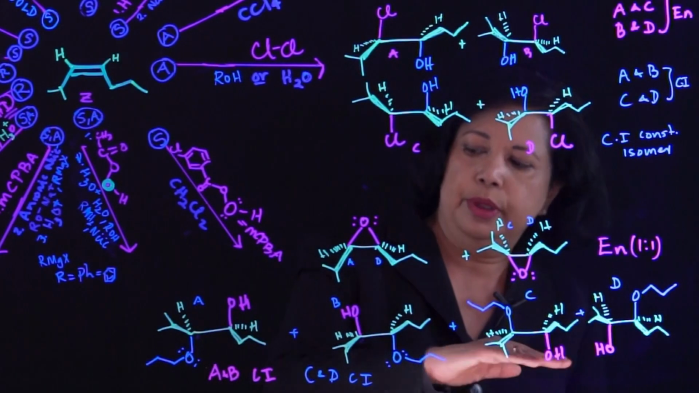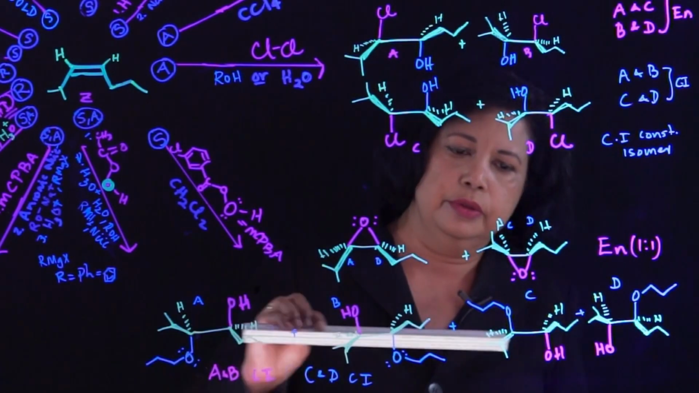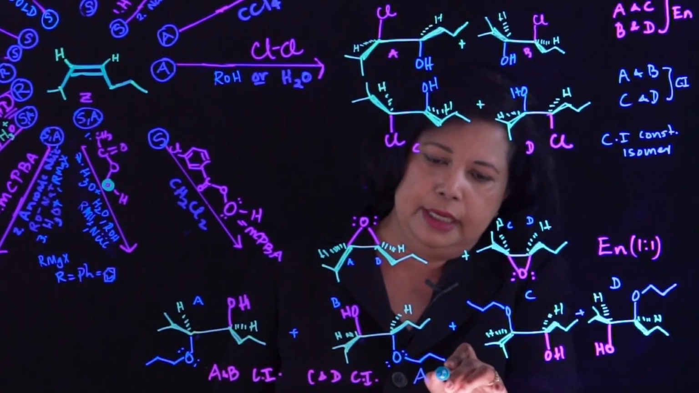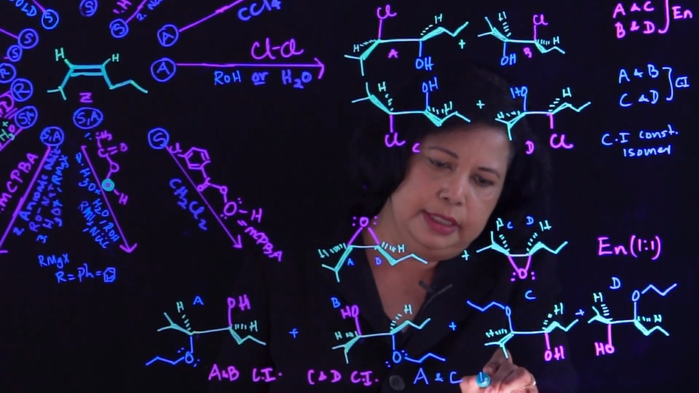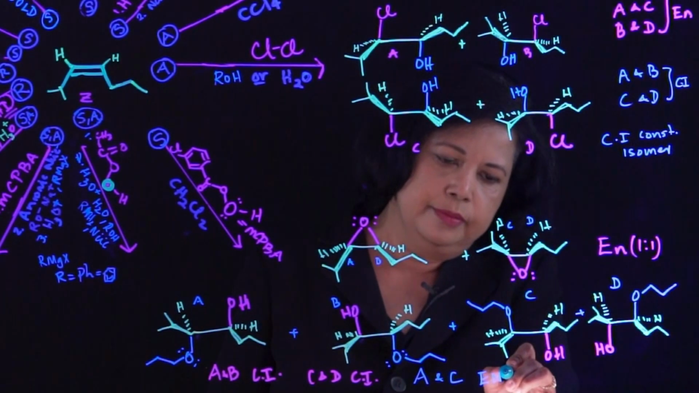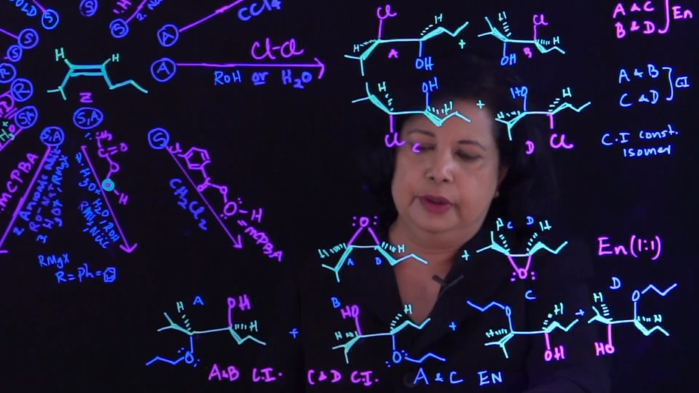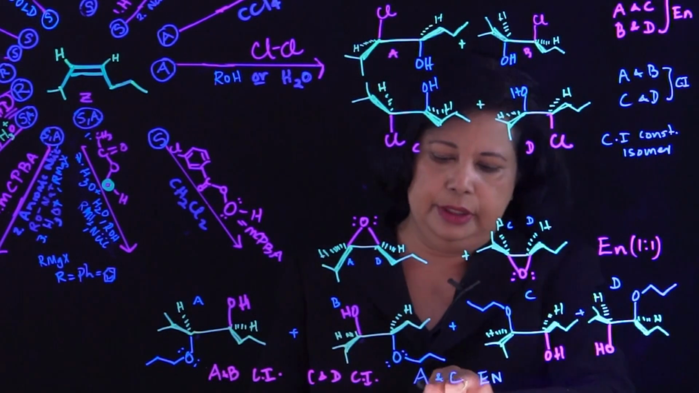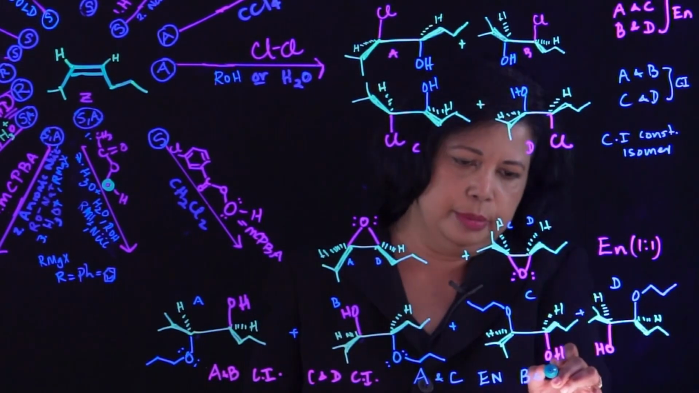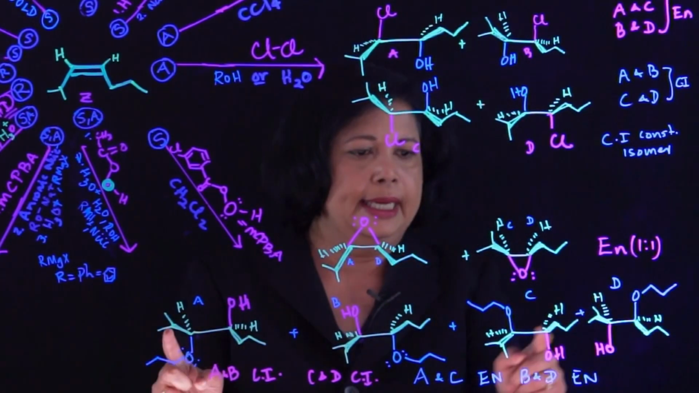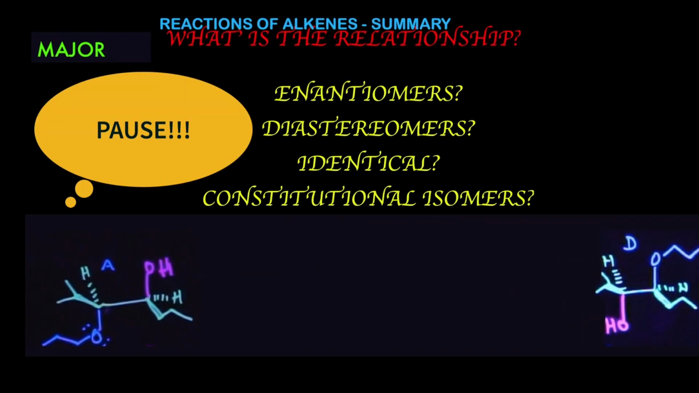A and C, if I put a mirror right here, it's going to reflect this. A and C are going to be enantiomers, mirror images. And B and D are going to be enantiomers. You can see they are reflections of each other, B and D, enantiomers. But what about A and D?